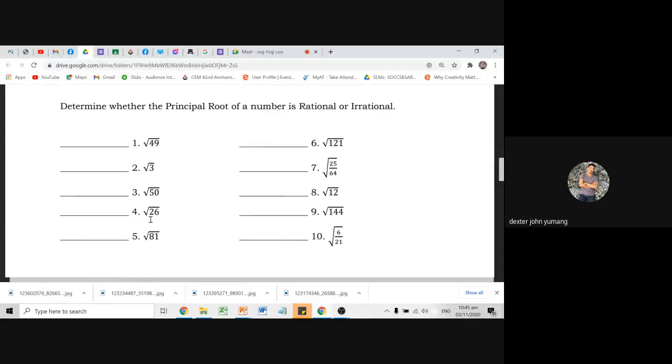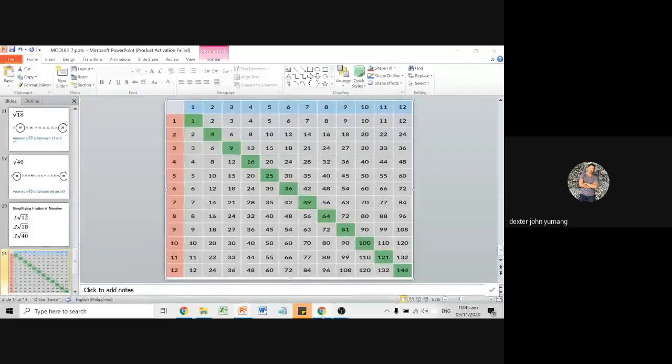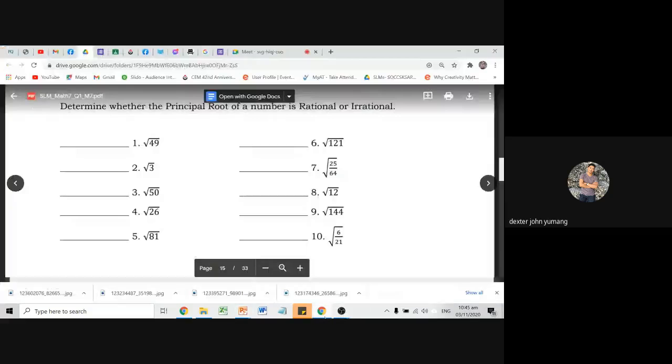Next is 6. Si 6 naman po. Rational. Ano yan? Irrational, rational. Ayusin yung spelling. Si 6 po. The answer there is rational. Tama ba? 1 to 1. Tingnan natin yung multiplication table. 1 to 1. That is 11 times 11. So therefore, rational siya.